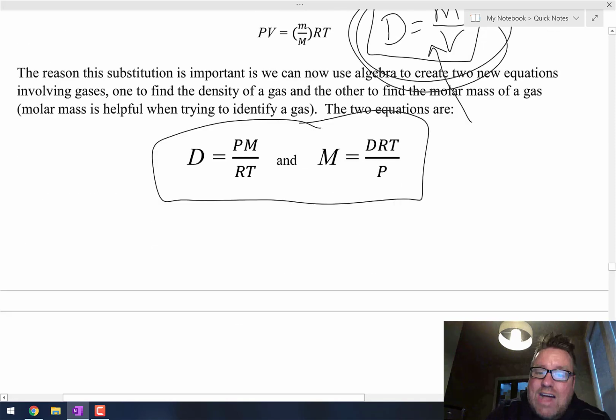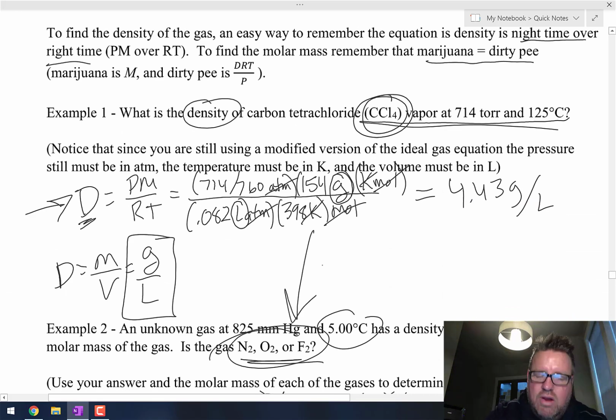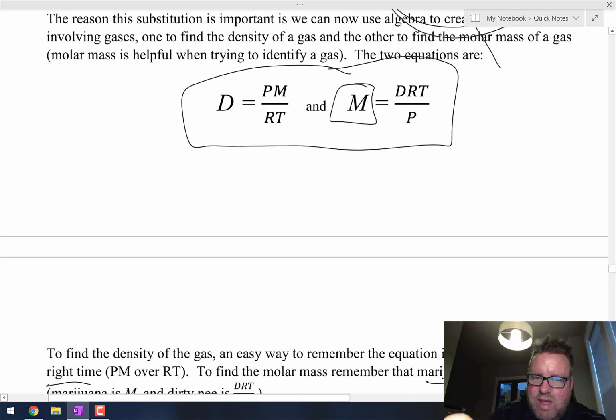And if they ask you, like in that question about is it oxygen or nitrogen or fluorine, what gas is it, well, the only way you can identify a gas is by its molar mass. So you find the molar mass first, and then you look at the periodic table and figure out which one has the molar mass that you found.